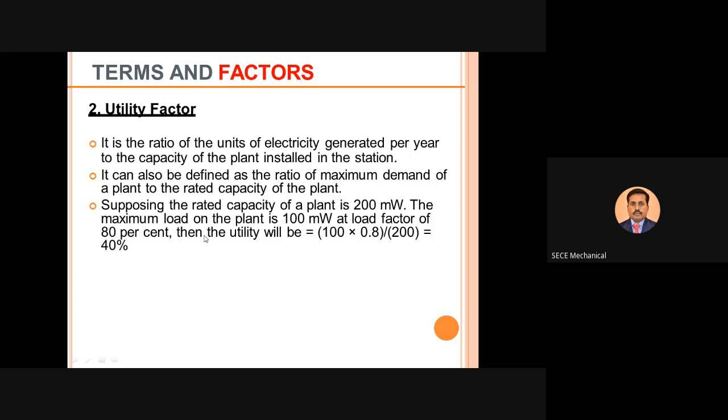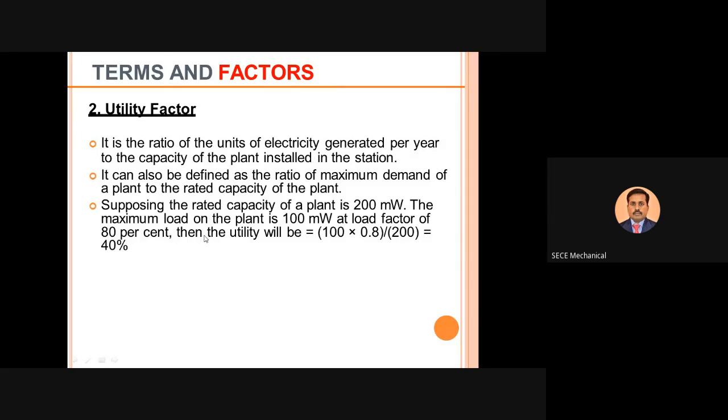It can also be defined as the ratio of maximum demand of the plant to the rated capacity of the plant. Supposing the rated capacity of the plant is 200 megawatt and the maximum load of the plant is 100 megawatt, then the load factor is 80%. How can we calculate 80%? So 100 into 0.8 divided by 200, that is the utility factor we get. That is, 80% is the maximum we can produce from this plant. The capacity of the plant is 200 megawatt, but the producing capacity is 100 megawatt. So how can we calculate the utility factor?